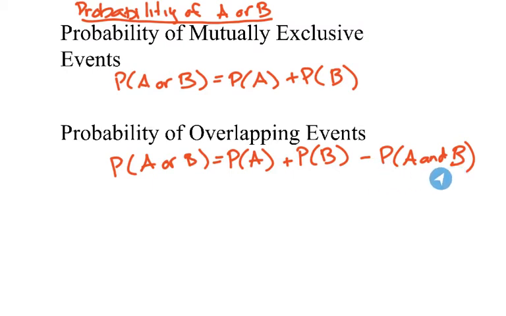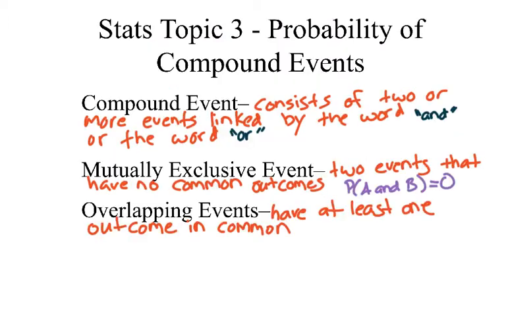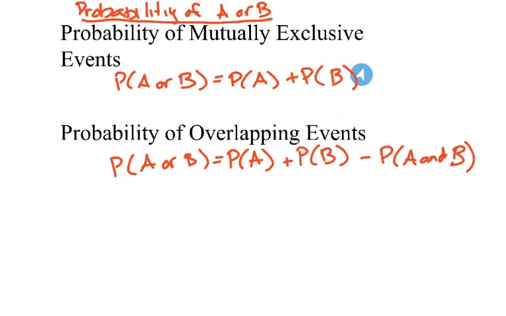What's happening here, the reason we don't have this minus the probability of A and B on our mutually exclusive formula, is that, remember, for mutually exclusive events, the probability of A and B happening is 0. So we'd be subtracting 0, so we don't have to think about it. Why we have to subtract this probability here is that we're already counting the people in A and the people in B. If they're in both of them, we're counting them twice. So we subtract those people that we're counting twice, so we only count them once.